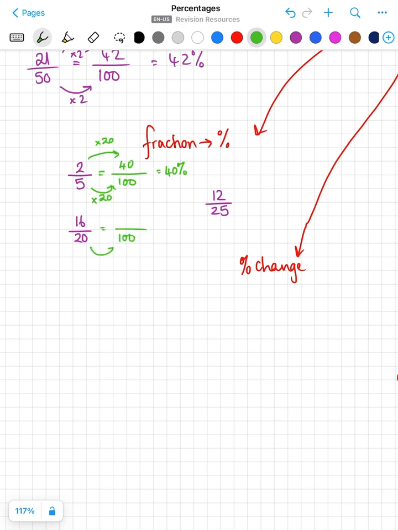Same again, what do we have to multiply 20 by to get 100? We multiply by 5. So what we do to the bottom, we also have to do to the top, so 80, and that's 80%. Then one more, 12 out of 25, and we want to put that as a percentage, so once again trying to make that denominator 100. So 25 goes into 100 4 times, so we're multiplying by 4, so that's 48%.